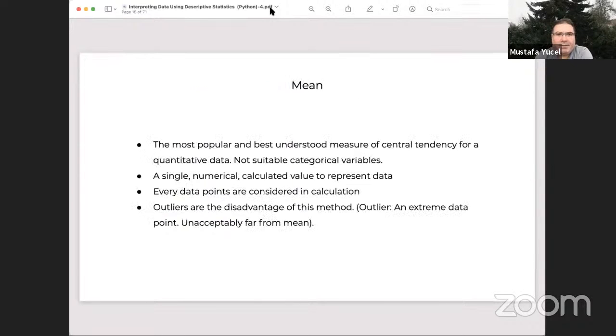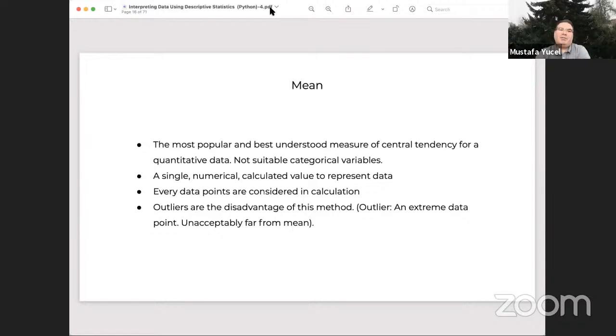Here, mean is the average, the most popular and best understood measure of central tendency for quantitative data. It is not suitable for categorical data. It is a single calculated numerical value to represent the data. Every data point is considered in the calculation. Outliers, I mean very big or very small values, are the disadvantage of this method. An outlier means an extreme data point, unacceptably far from the mean.